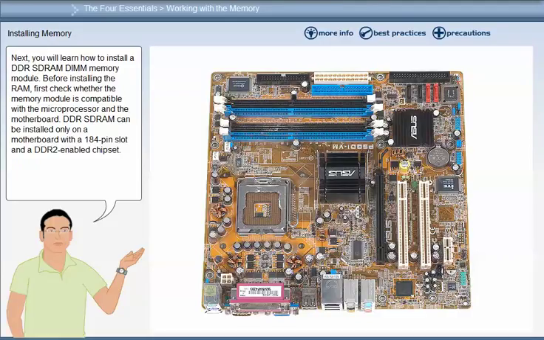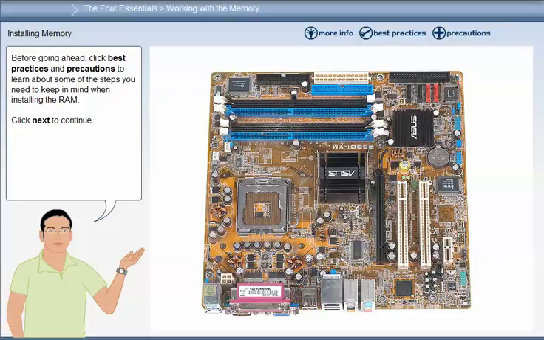Next, you will learn how to install a DDR SDRAM DIMM memory module. Before installing the RAM, first check whether the memory module is compatible with the microprocessor and the motherboard. DDR SDRAM can be installed only on a motherboard with a 184-pin slot and a DDR2 enabled chipset. Before going ahead, click Best Practices and Precautions to learn about some of the steps you need to keep in mind when installing the RAM.